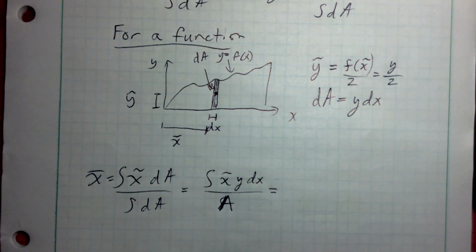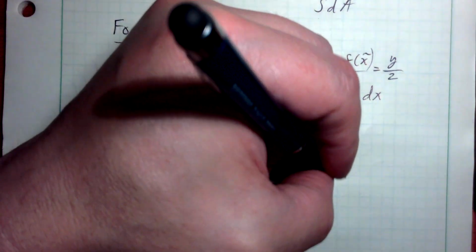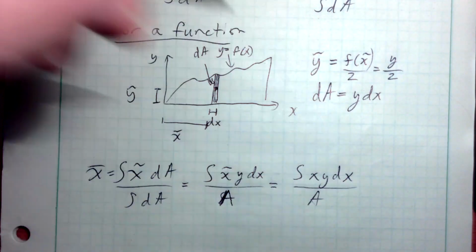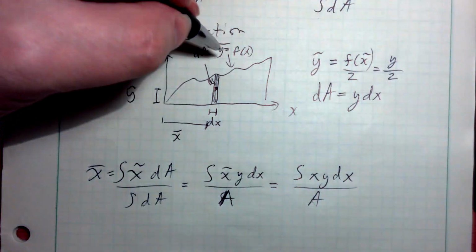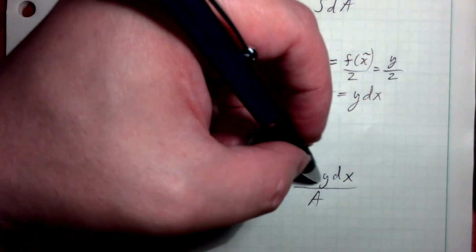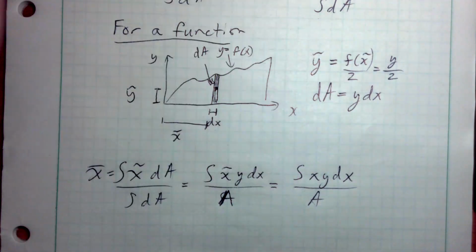And then realistically what you end up with is simply the integral of x times y times dx divided by the total area. And that's where y is going to be whatever this function of x is. So we're going to plug in for y whatever this function of x is. So if it's x squared, this is going to be the integral of x cubed divided by the area. If this is sine of x, then this is going to be x sine x dx divided by area, whatever it might happen to be.